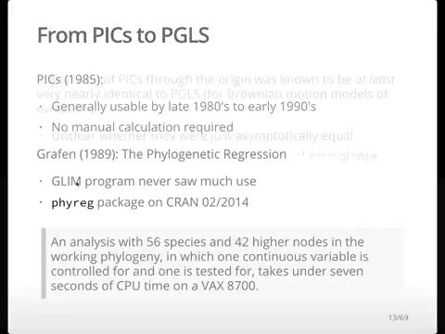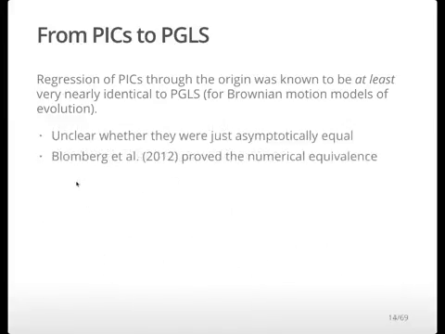And so this was an ongoing question for a very long time. Until 2012, when the proof finally was proven. So now we're very certain that they're actually numerically equivalent, right? It's like saying 1 equals 1. Now we know that they actually are exactly the same. And this is, again, only for the Brownian motion model of evolution. And so that's, again, independent contrasts assume a Brownian motion model.